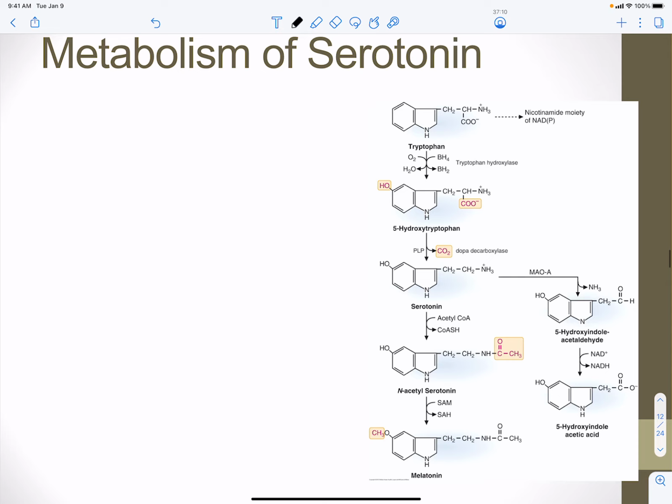Now, just a little bit about serotonin. Serotonin metabolism is similar to norepinephrine. So you're going to start again with tryptophan. So again, we have up here tryptophan. We have our tetrahydrobiopterin. Nothing's changed there. You then get your 5-hydroxytryptophan, and then you're going to have decarboxylation by your dopa decarboxylase, and that will lead to serotonin.